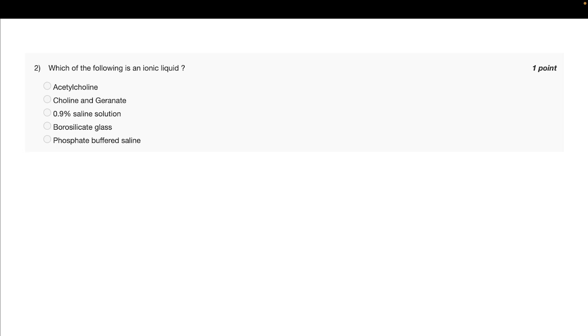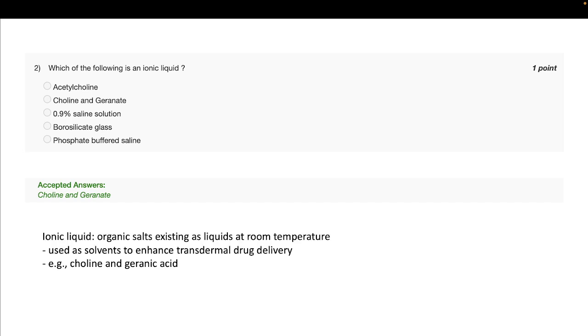Okay, no more responses. We'll discuss the answer then. The correct answer is the second option, choline and geranate. So let's discuss why this is the right answer. First, let's see what an ionic liquid is. An ionic liquid is an organic salt which exists as a liquid at room temperature.